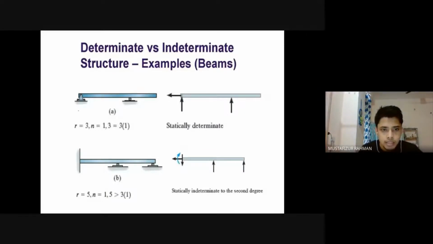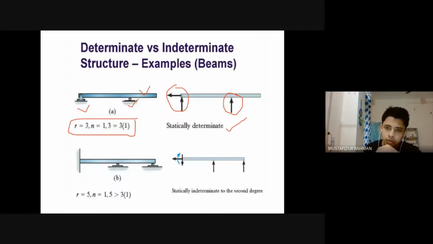Here we have a hinge support and we have a roller support. In the hinge support, we will have two reactions. In the roller support, we will have one reaction, and this one is overhanging. Okay, simply supported with an overhang. Now, there are three reactions. One member, we can write three equations. So it is going to be statically determinate because the number of unknown is exactly equal to number of equations of static equilibrium.